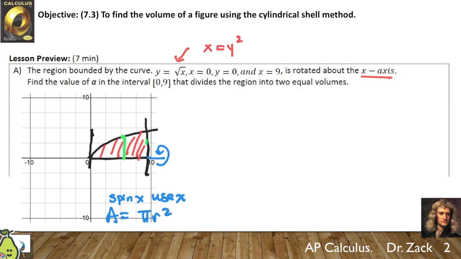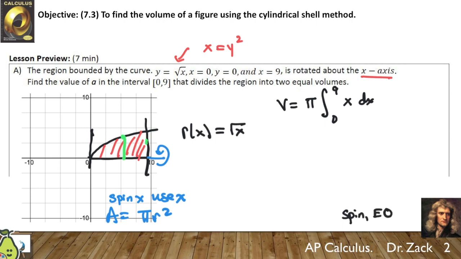So I need to know the radius, and that's the length of the green line that I've drawn, and the radius with respect to x is going to be square root x. So volume equals your pi integral. Our x values are going to be from 0 to 9, r squared, so that leaves x, and then the thickness is dx. So for each one of these problems, you want to choose depending on where you spin the equation and how to draw the lines.